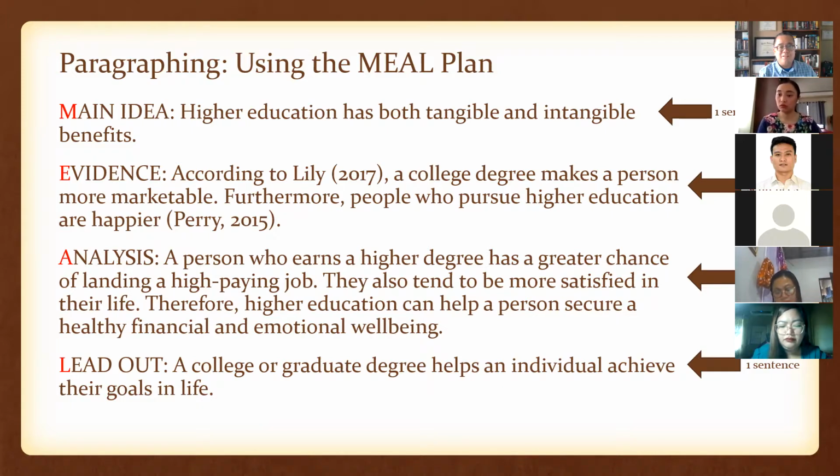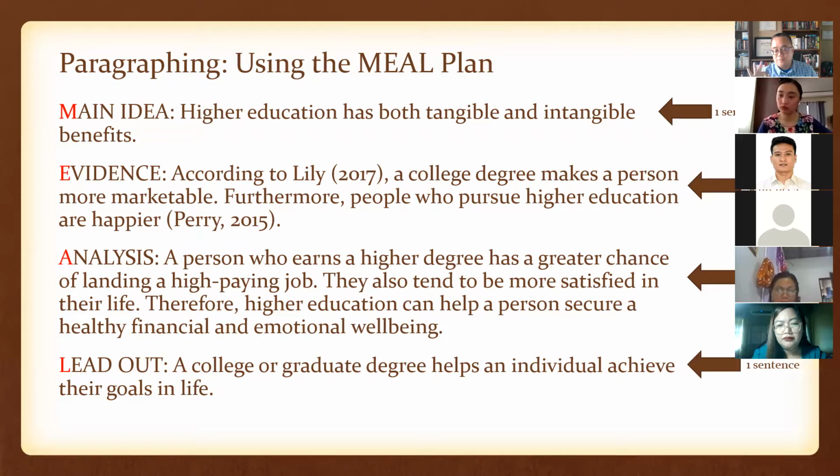Sinabi ni Lily na a college degree makes a person more marketable. Pero sabi naman ni Juan, there are a lot of college degree holders who are unemployed. Ganun. So pwede naman, pero that's how, ganun. Pwedeng contrasting evidence. It's up to you how you're going to analyze it. It's up to you how you're going to explain that to your readers. Pero that's totally fine. Okay, so evidence has to be 2 to 3.